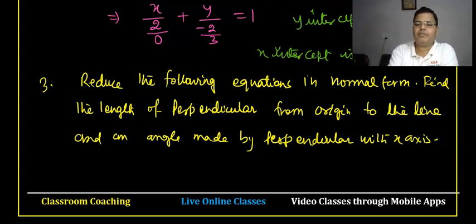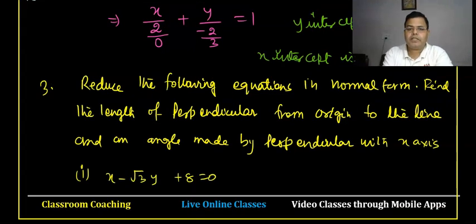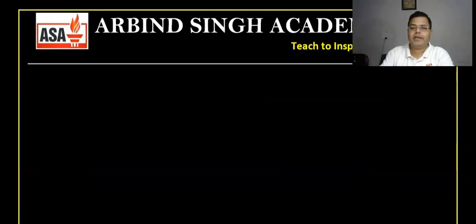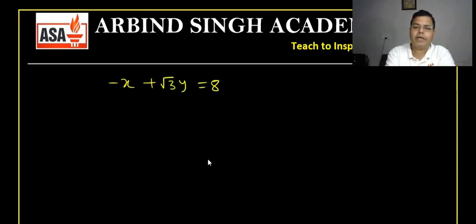That means you have to find the value of p and alpha. The very first question that is given here is x minus root 3y plus 8 is equal to 0. As we had discussed, this has to be taken as positive, so we can write 8 is equal to minus x plus root 3y is equal to 8.